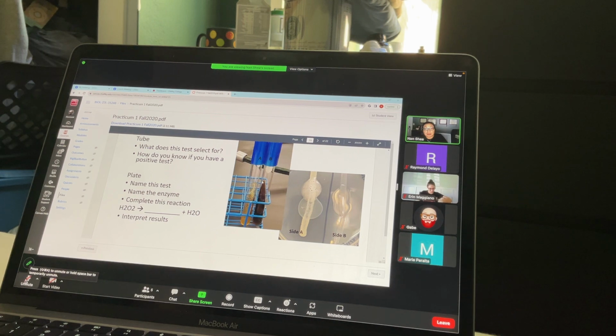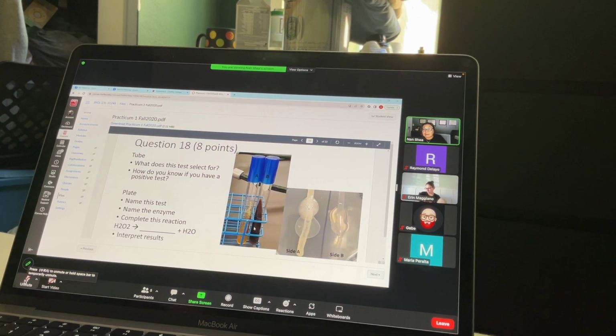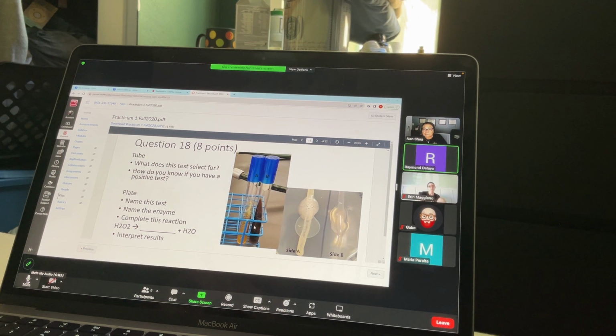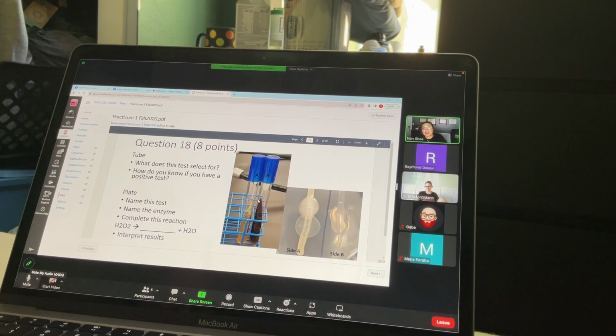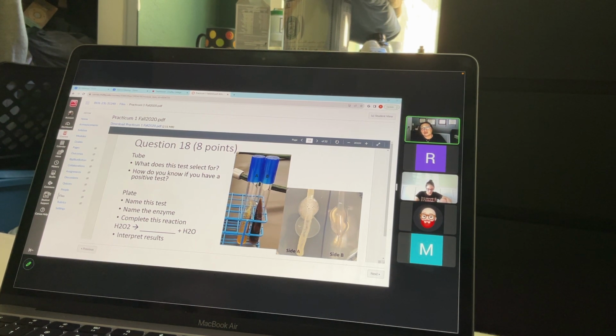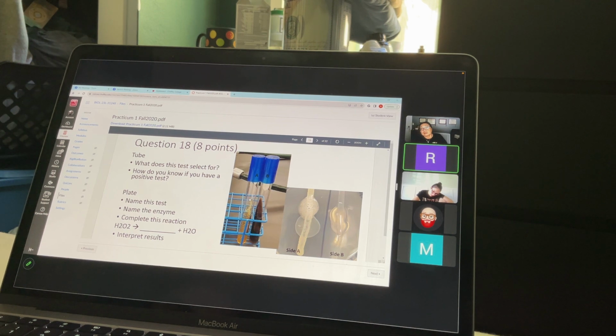So tube A and B, what test is that? Isn't this the bile esculin test? Yeah, bile esculin hydrolysis test. So there are two parts to it, so you have to give me both. What are they selecting for? To see if the enzyme is there to hydrolyze the esculin and turn the agar black.